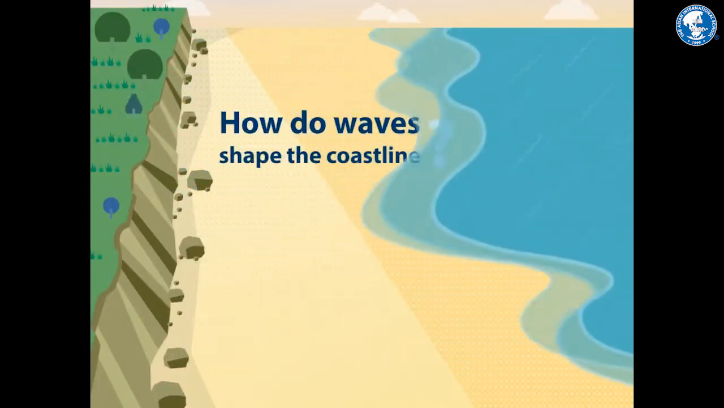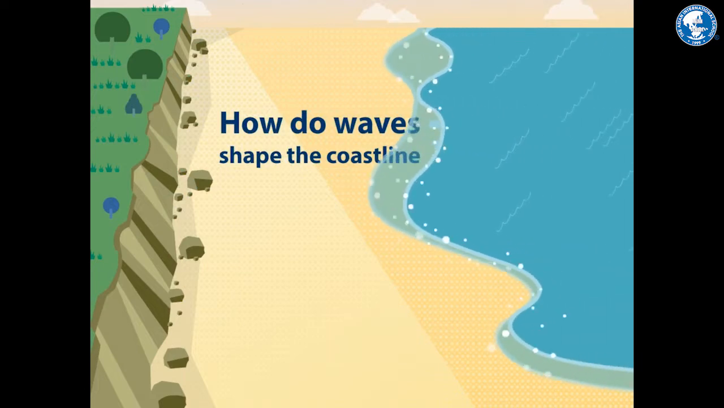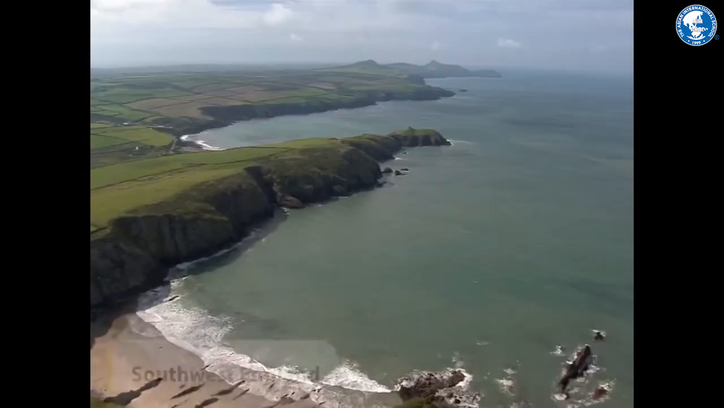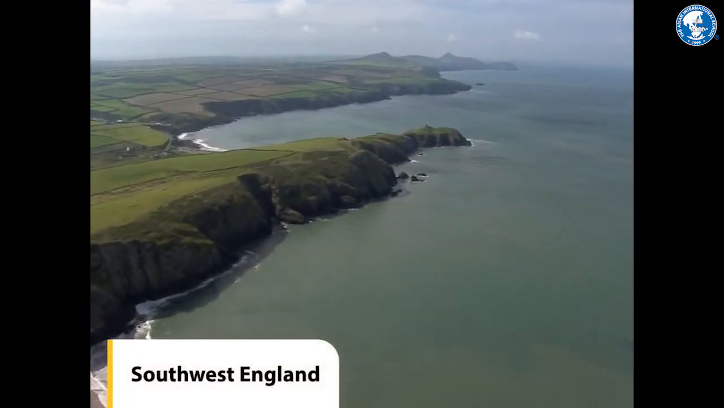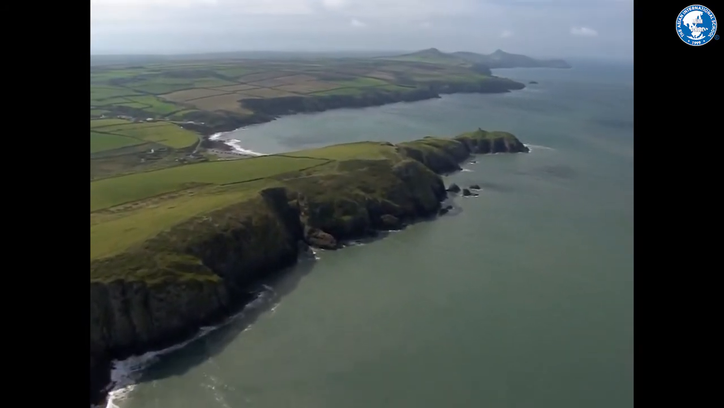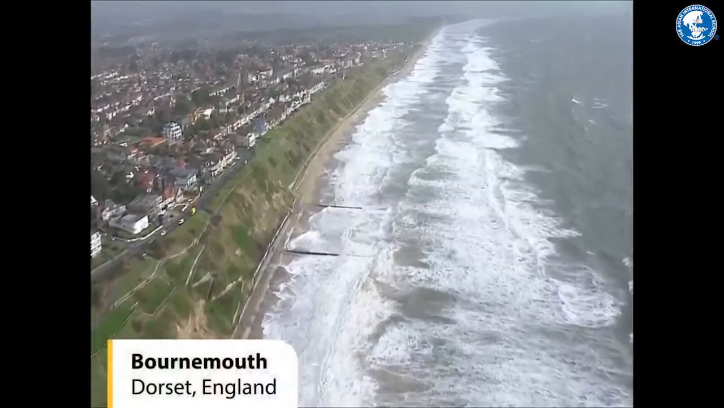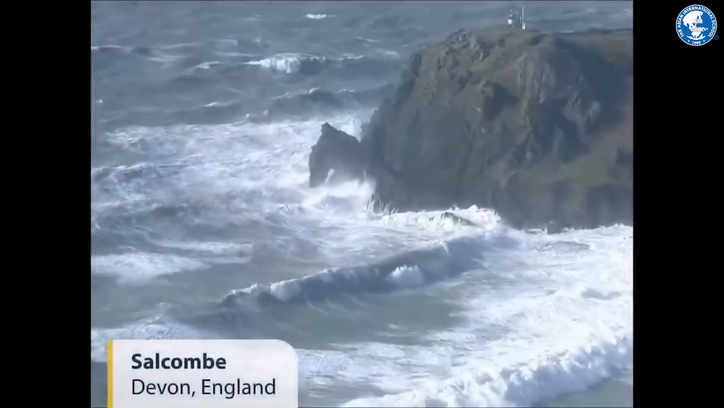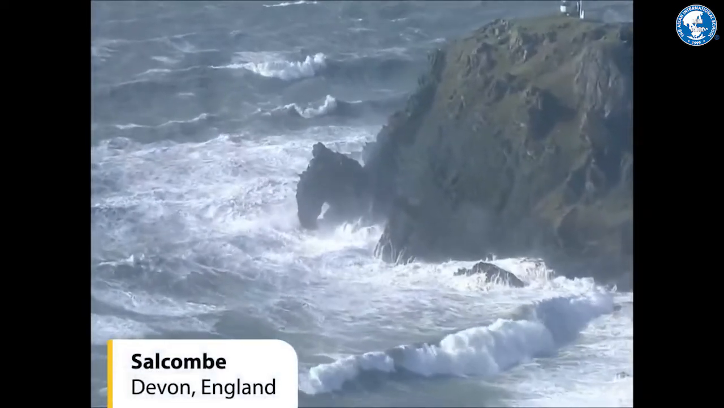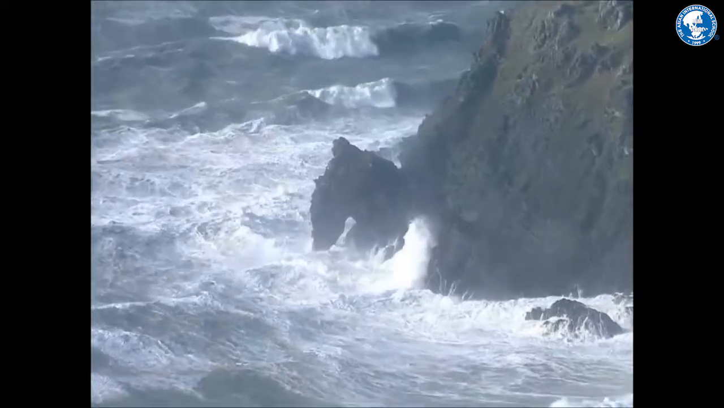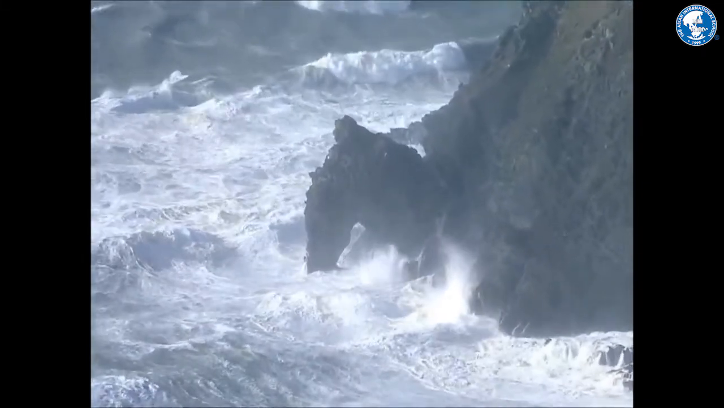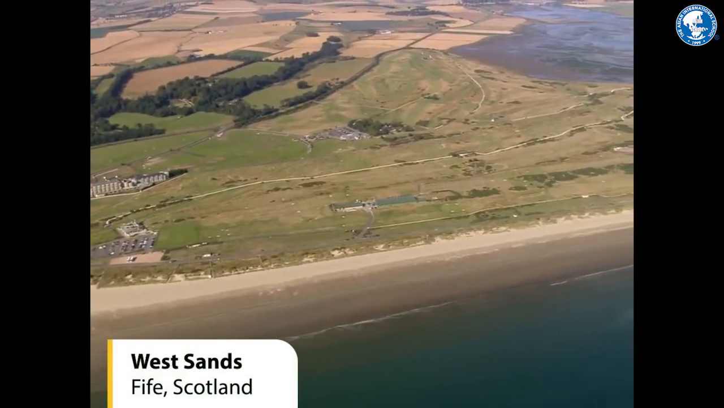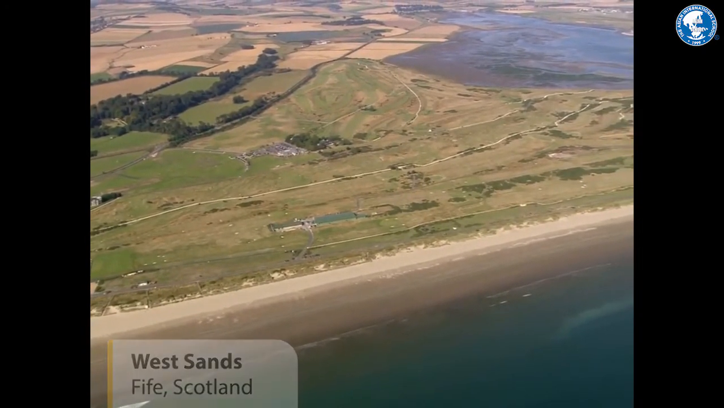How do waves shape the coastline? The UK has a lot of coastline, almost 18,000 kilometres of it. That's about the same as the distance from Scotland to Australia. Our coasts are constantly under attack. In some places, the coastline is being torn apart by waves and huge chunks of land are being lost to the sea. In other places, waves are building up beaches with sand and shingle.